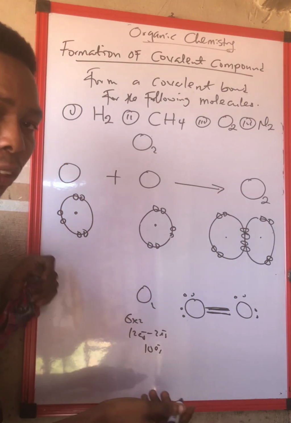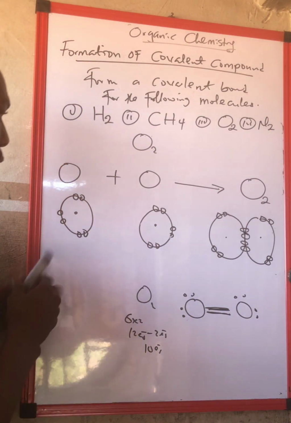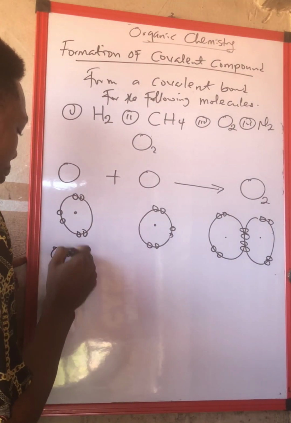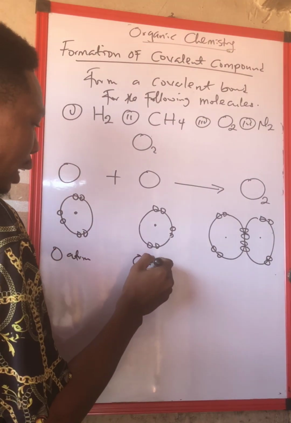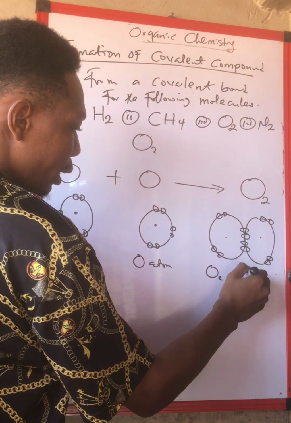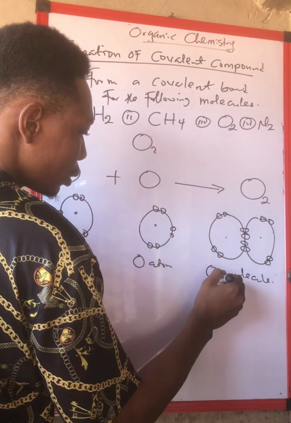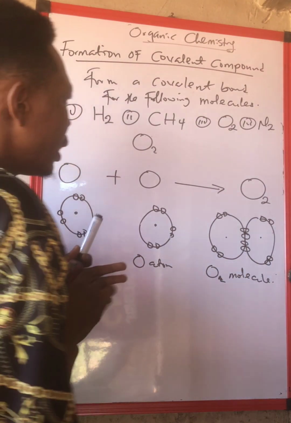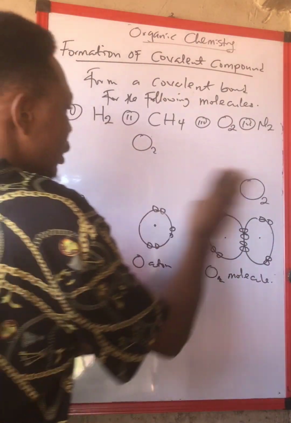So that's what happened. Okay, so let's move down to the next one. So this one is the oxygen atom, and this is the O2 molecule. So that is for that. All right, let's move down to the next one.